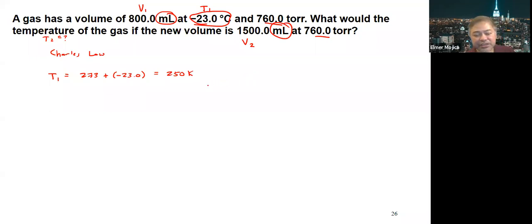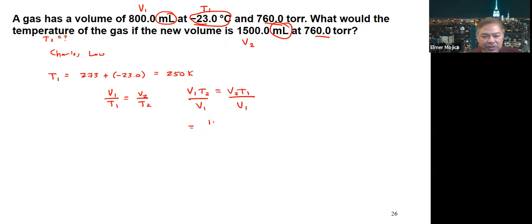The next thing that you're going to do is look at the relationship. So V1 over T1 is equal to V2 over T2. That's Charles law. So V1 T2 is just equal to V2 T1. What do we need? We need T2, so we need to leave this on one side. So we need to divide it by V1.